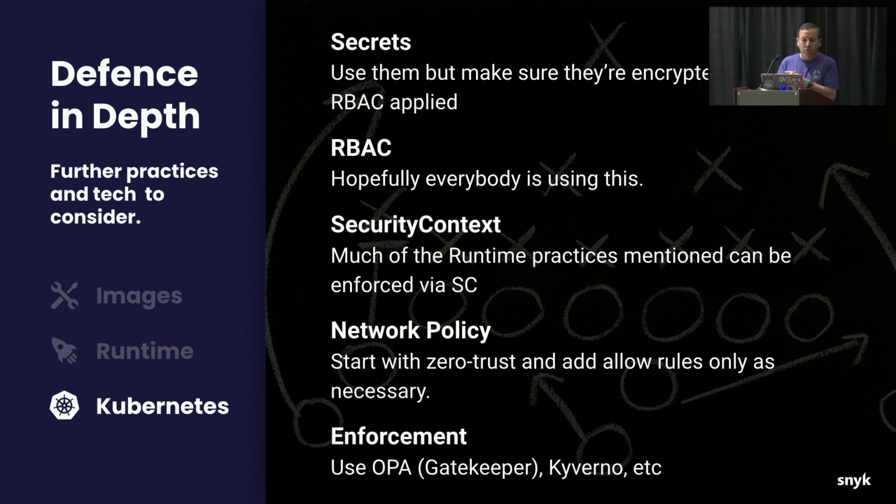Role-based access control, or RBAC, kind of self-explanatory. You should use it. If you don't know it, learn it. It's important because you don't want to give everybody access to everything. Security contexts: much of the things I talked about in the last slide and others are implementable by the security context, which is an API on top of pods and the containers in them.